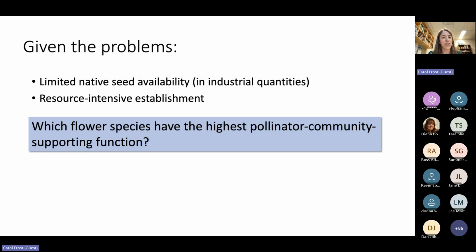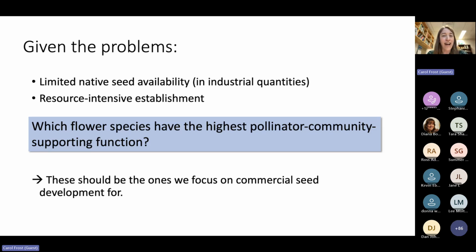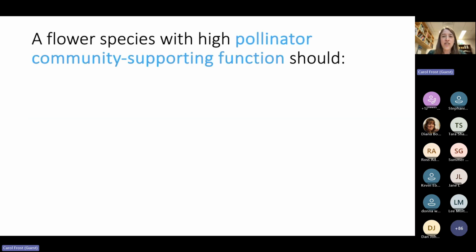So that's the goal of this research, is can we find out which flower species have the highest pollinator community supporting function? And if we could find such flowers, these should be the ones that we should focus on for commercial seed development, because we would get the most restoration bang for our buck in terms of our goal of restoring pollinator communities if we could develop seed for these species. So a flower species with high pollinator community supporting function should be preferred by many pollinator species. Now, the assumption here is that pollinators will prefer to visit flower species that provide resources that are good for them in some way.